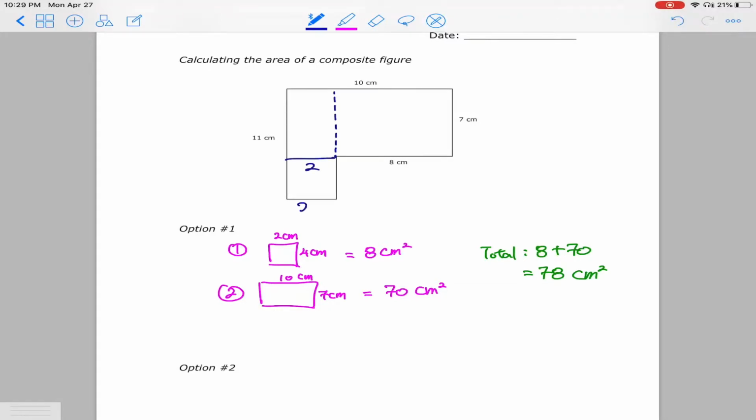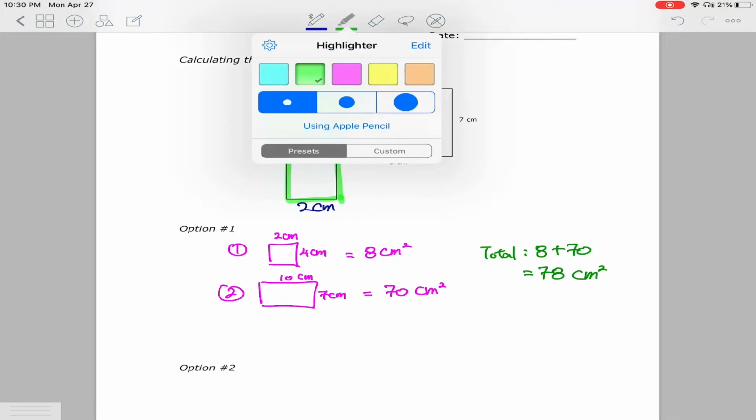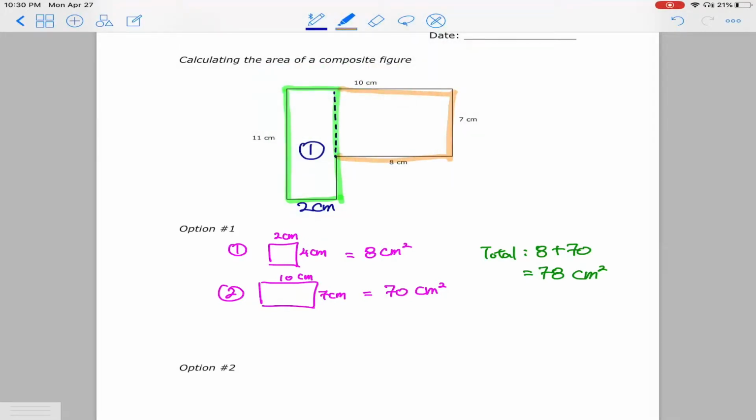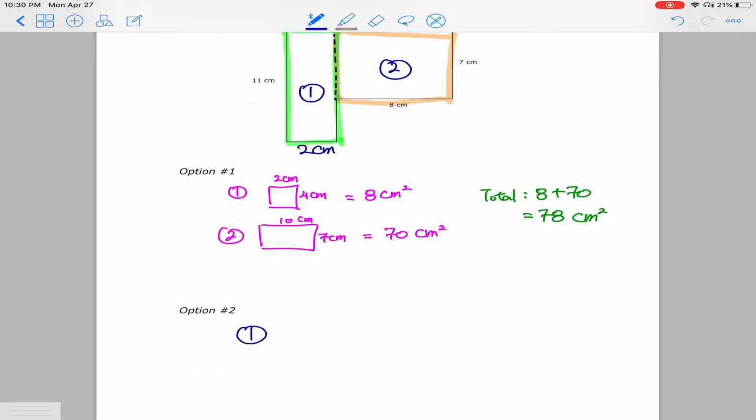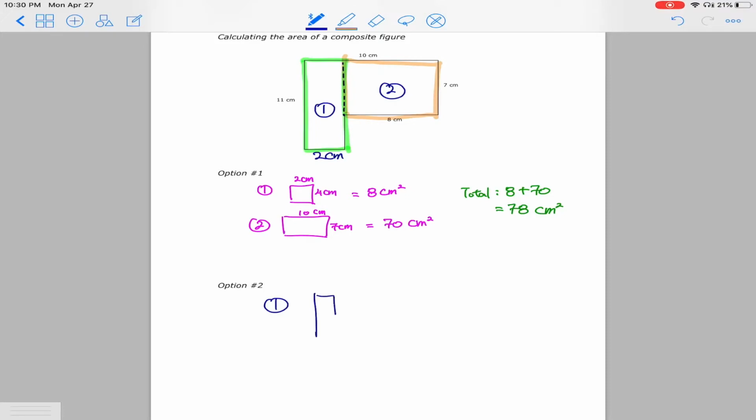So then we know this is 2, therefore this is 2 centimeters. We already found that from option 1. And then we have this long green one, and I'll call that 1. And then we have this brown one, and I'll call that 2. So then area 1, or the rectangle 1, is the long one, where it is 2 centimeters at the bottom and 11 centimeters on the side, so it is then 22 centimeters squared.